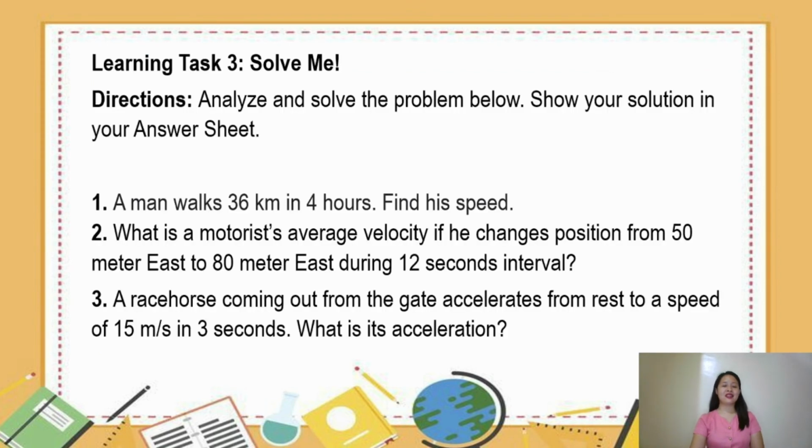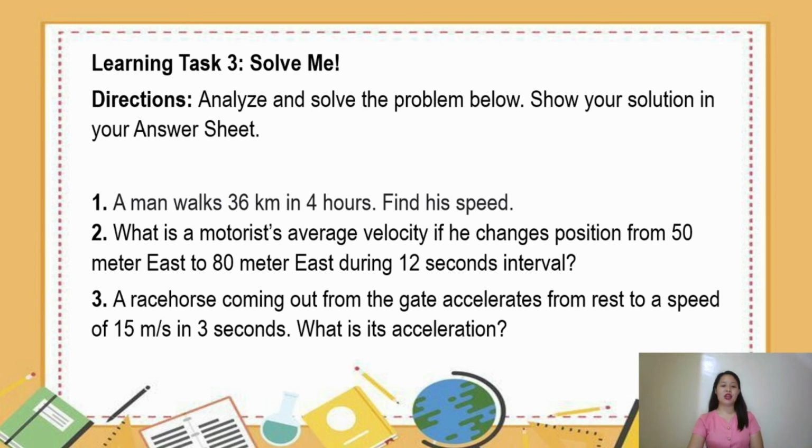Next, let us answer the learning task 3. Solve me. Analyze and solve the problem below. Show your solution in your answer sheet. Again, you need to use the GRESA method. 1. A man walks 36 km in 4 hours. Find his speed. 2. What is a motorist's average velocity if he changes position from 50 meter east to 80 meter east during 12 seconds interval?